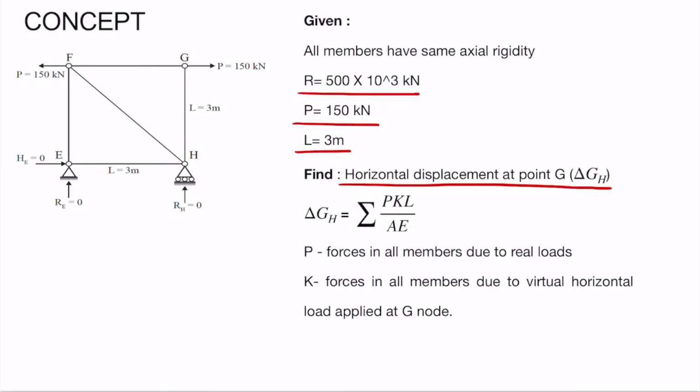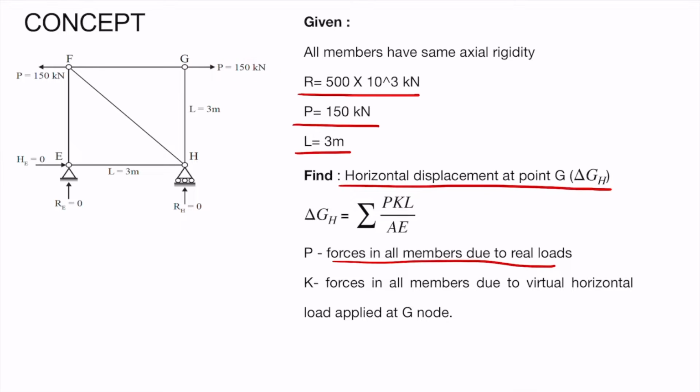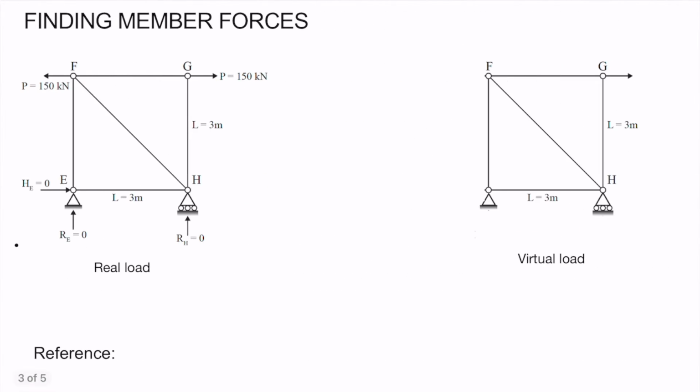So therefore delta GH is equal to summation of PKL by AE, where P is the forces in all the members due to real loads and K is the forces in all the members due to virtual horizontal load applied at G node. So basically what we will do, we will find out the internal force in the truss members due to the load applied P and due to the virtual unit load applied at node G. Let's first find out the member forces due to the real load, that is 150 kilonewton applied at node F and G.